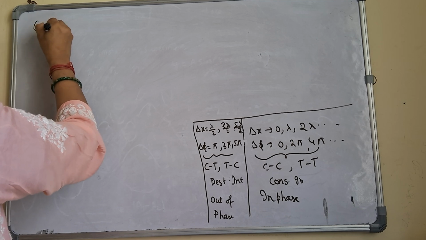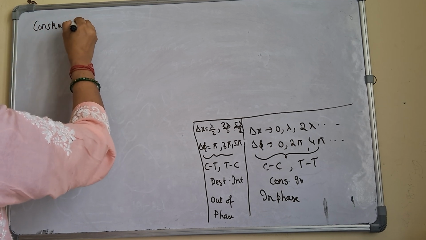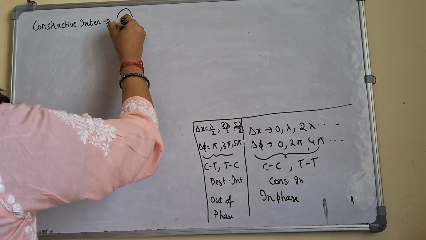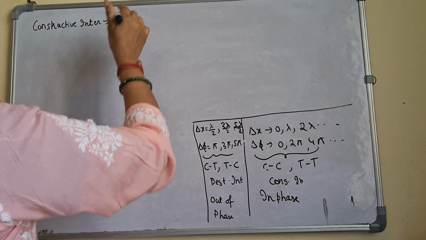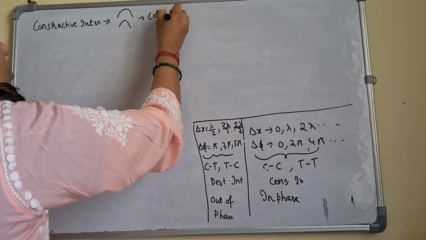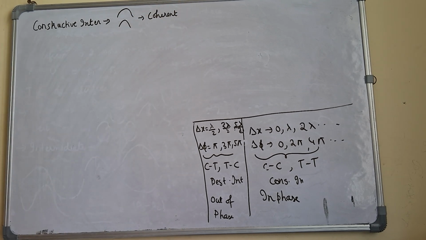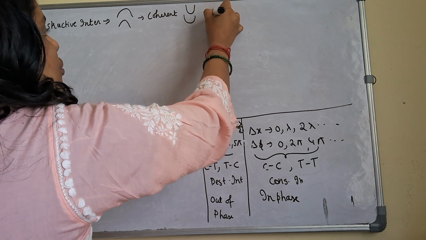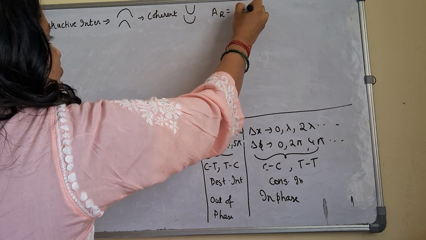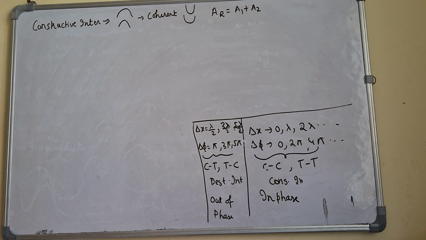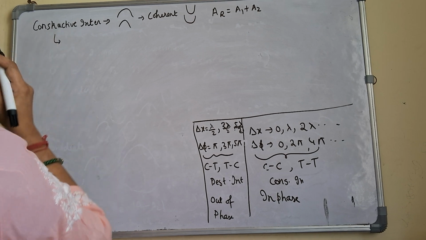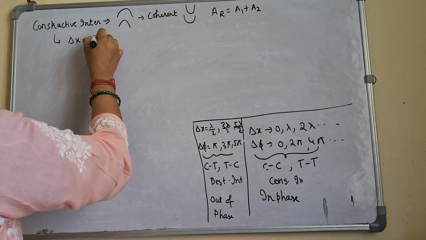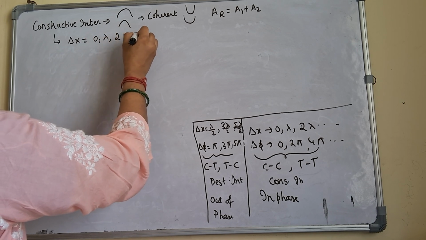Let us summarize everything for constructive interference. Now in simple words, crest on crest, always, correct? And it is only when the sources are coherent. Trough on trough also you can see, trough on trough. Now what we also understood is AR will be equal to A1 plus A2, the resultant amplitude. Very simple. What are the conditions? Look at that, we have already written it, right? So what are the conditions? Delta X should be equal to 0, lambda, 2 lambda and so on.